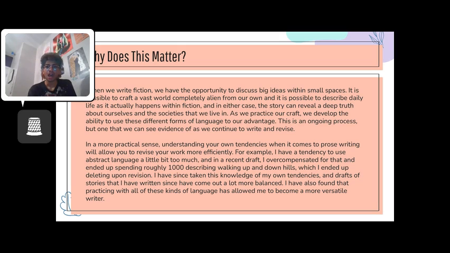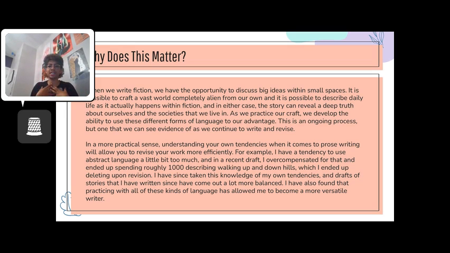So this sort of thing matters because as writers, we can do a lot with language. And as we practice, we gain the ability to use these tools a lot more effectively. I don't think that it is good to privilege one form of language use over the other. Instead, I think it is important to know what comes most naturally to you as a writer and to examine why that might be the case.